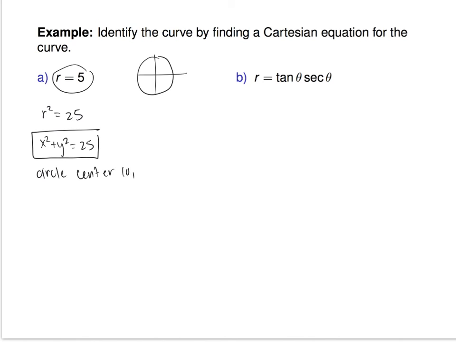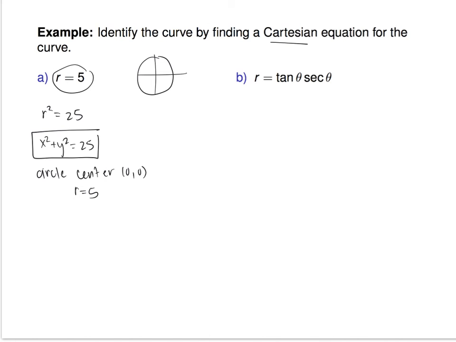Center 0, 0. What's its radius? 5. That's a Cartesian equation. It is, yep. So to identify the curve by finding a Cartesian equation: that curve is a circle of radius 5 centered at the origin. You don't have to set it to y equals, because that'll only give you the top half or the bottom half, so no, don't.